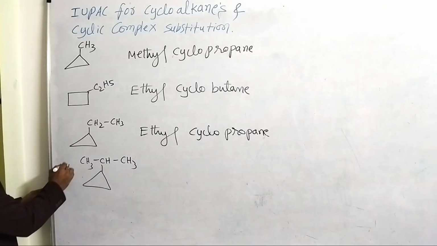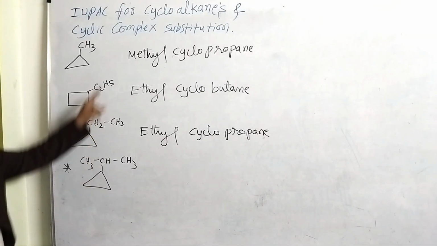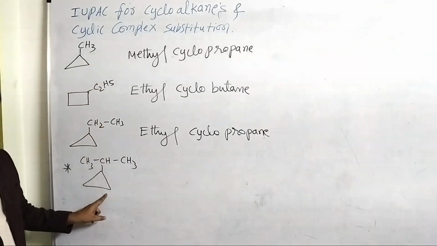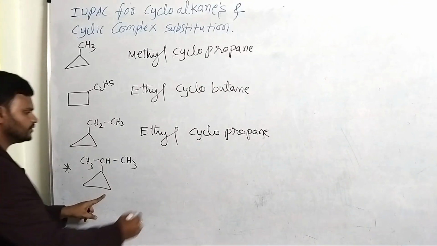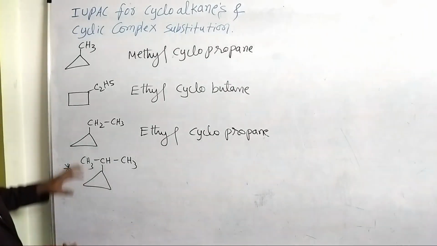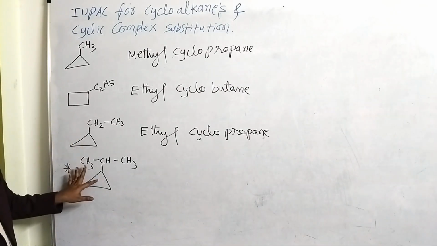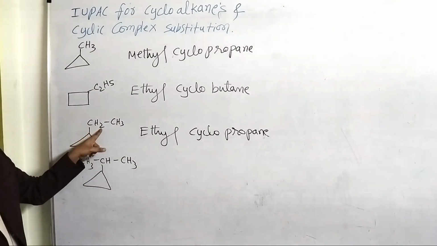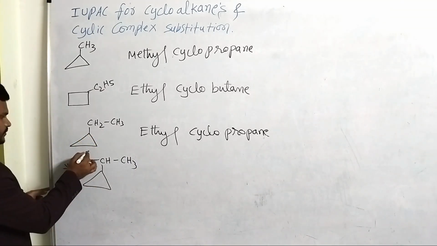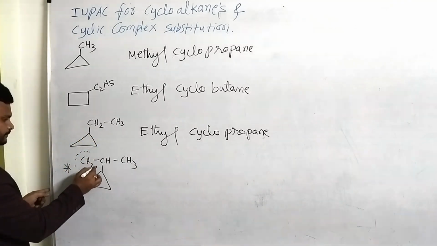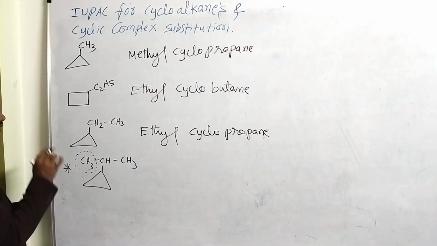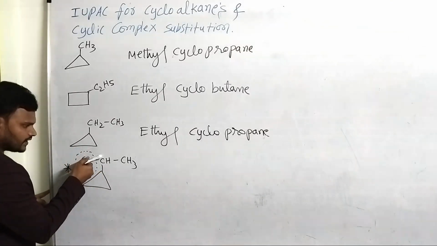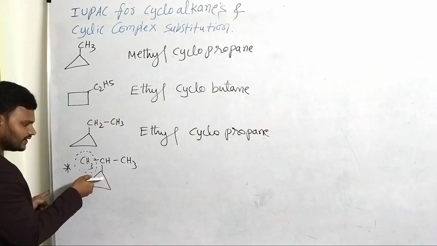Next, this is very important. This is an example of cyclic complex substitution. Clear? Yeah. So just have a look. What is the difference between this one and this one? Replacement of one hydrogen by a methyl group. So this is a subgroup, students. That is the reason you have to give a number to this carbon, because this carbon is directly linked to the ring.